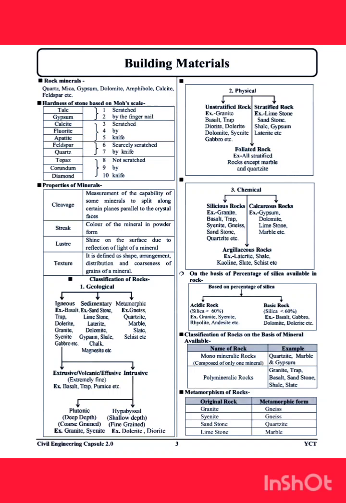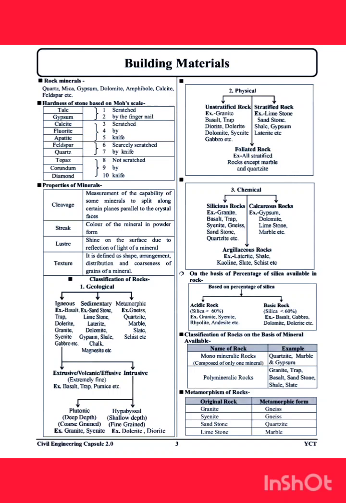Similarly, after knowing all these materials, you have to know the different hardness of stone based on the Mohs scale. So basically there are 10 minerals and their hardness. The first one is talc. How can you know it is talc? You have to scratch it. It is easily scratchable by the fingernails.